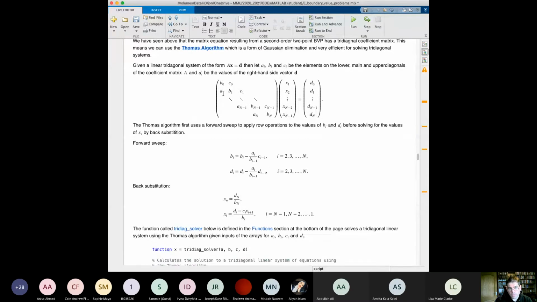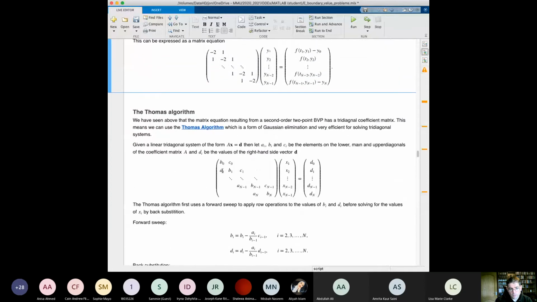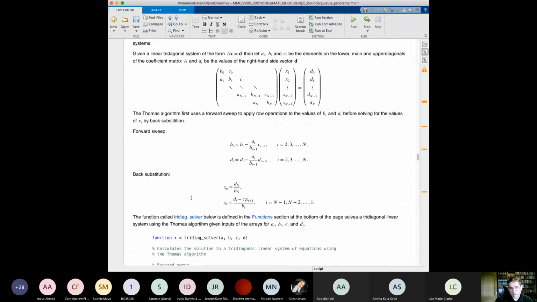So we have a tridiagonal matrix. The lower diagonal we call A. So in this case, our lower diagonal elements are all 1. The main diagonal elements we're going to call B's. So our main diagonal elements are -2. And our upper diagonal elements we call C's. And so again, we've got an upper diagonal of 1s. And we do a forward sweep. So we recalculate B and D by using this.